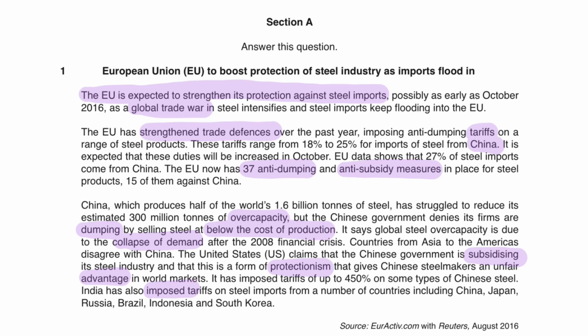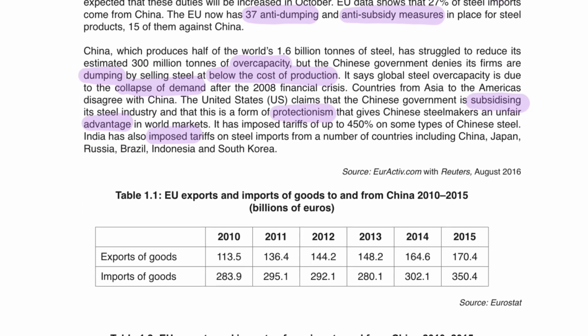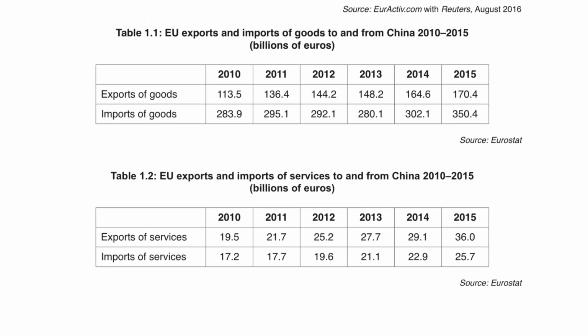So let's look at the data that they've provided as well. Now let's look at the tables. The first table says EU exports and imports of goods to and from China between 2010 to 2015. And the second table says EU exports and imports of services. So the first table is about imports and exports of goods, and the second table is about imports and exports of services. Now, one thing to note is that the exports of goods is always less than the imports of goods from China. However, the exports of services outweigh the import of services from China.